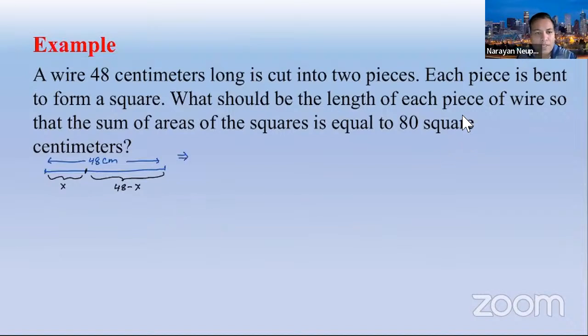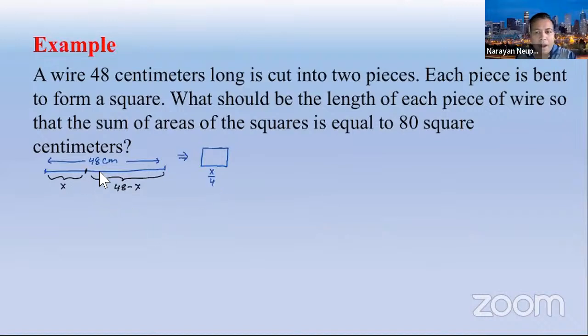Now what they are saying is after you cut the wire into two pieces, each piece is bent to form a square. So from this first piece, look at the screen, whose length is X, they are bending it to form a square. Suppose that is the first square. The length of the wire is X. So the total length of this square is X. That means one side is X over 4, because it is divided into 4 parts, right? Total is X. So length of one side will be 1/4 of that, because there are 4 sides.